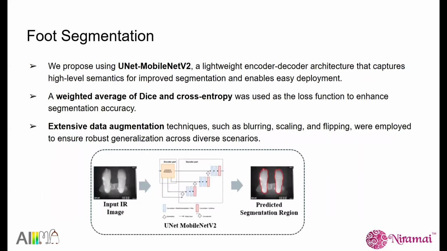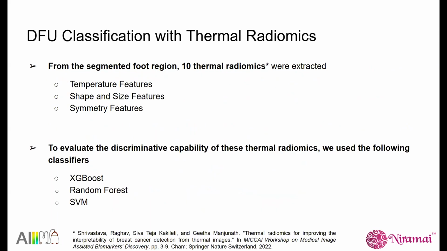And for that, we propose a U-Net MobileNet V2 architecture, which is a lightweight encoder-decoder architecture. It captures high-level semantics in order to detect the region of interest. It's lightweight because it uses 1D convolution networks, and because of this, it helps with easy deployment as well. For training this particular model, we have used a combination of dice and entropy loss. And we have extensively used data augmentation, such as blurring, scaling, flipping, in order to train the network.